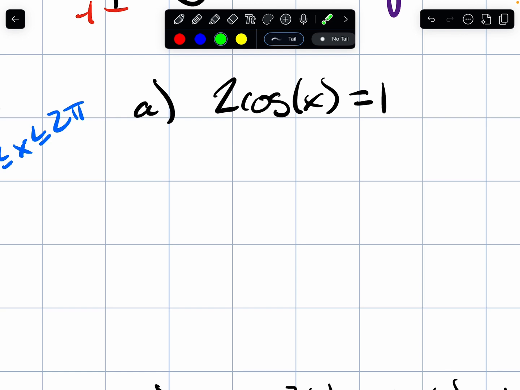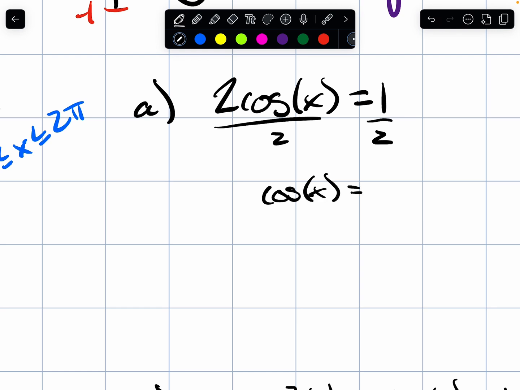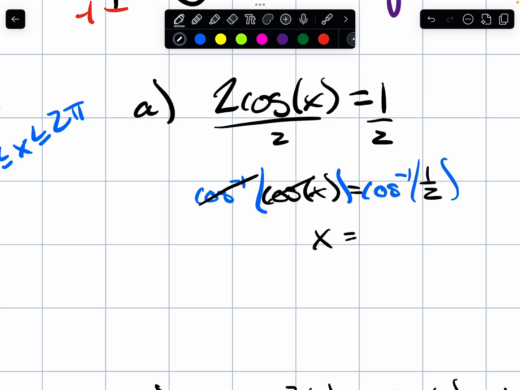And I kind of mentioned it before, but whenever you see the word solve, that means I want to isolate my variable. And in order to isolate your variable in something like this, first I got to isolate my trig thing, and then I do inverse. So first thing I'm going to do is divide by 2. Divide by 2. So I got cosine of x is equal to 1/2. And now I want to isolate my x. So I'm going to do cosine negative 1, just inverse cosine on both sides. And my cosines cancel out, so I'll be left with cosine negative 1 of 1/2.